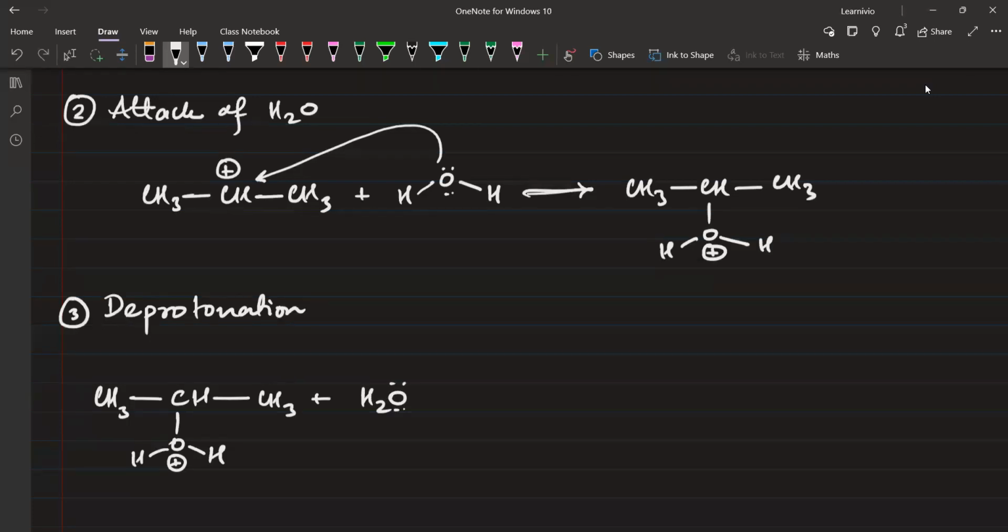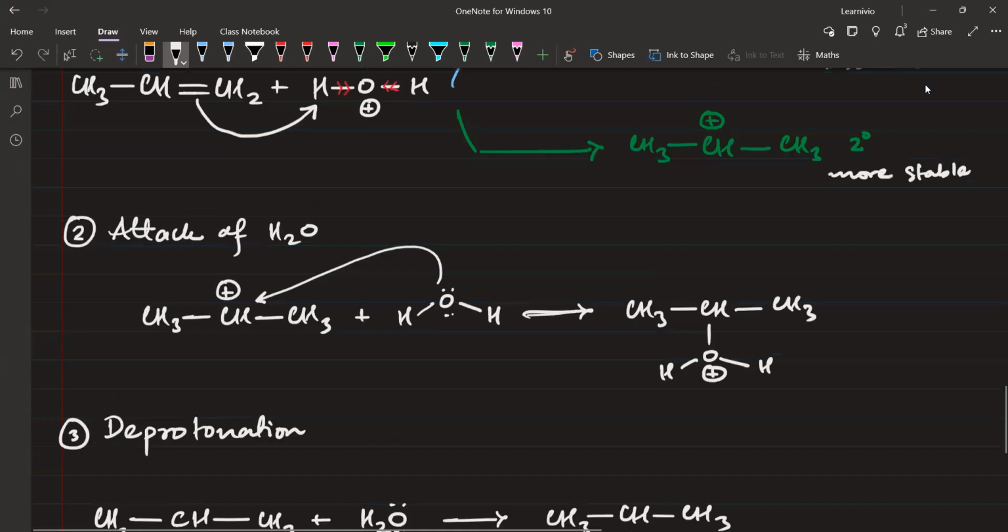Now again, the lone pair of H2O is going to attack the hydrogen atom. So oxygen is giving electrons to hydrogen, so hydrogen can leave the electrons on the oxygen atom itself, making oxygen neutral. This will give you CH3, CH, CH3, and an OH on the middle carbon atom. So this will be the major product.